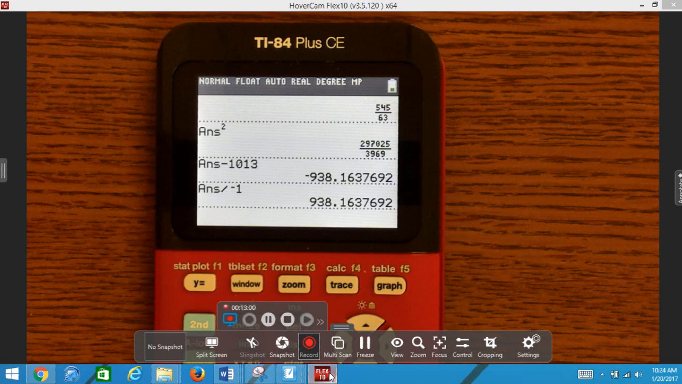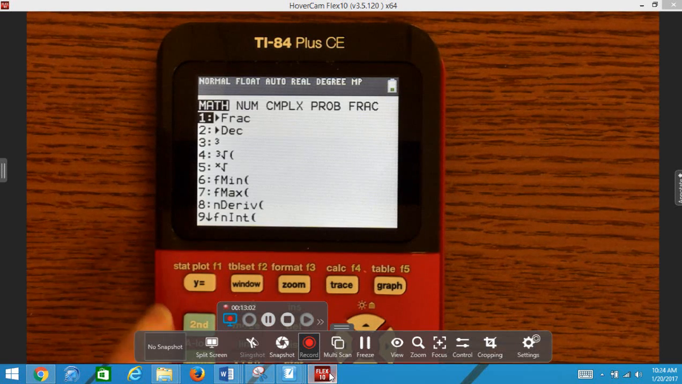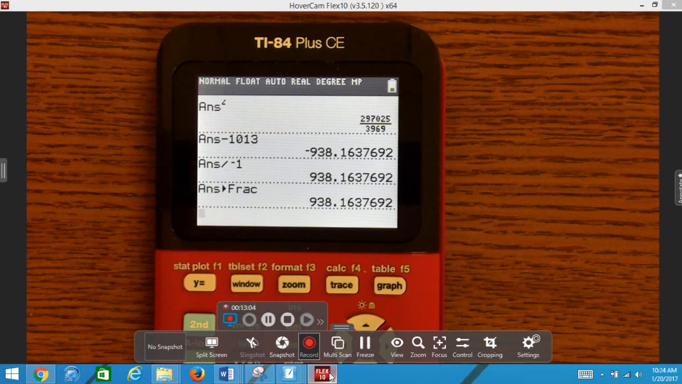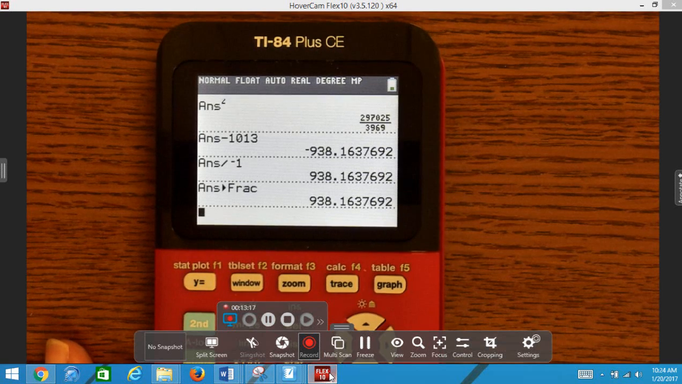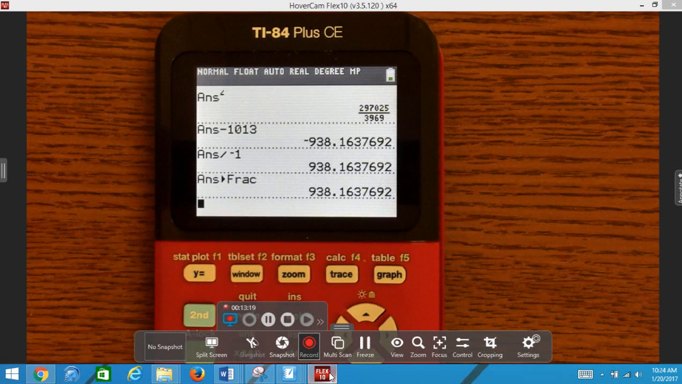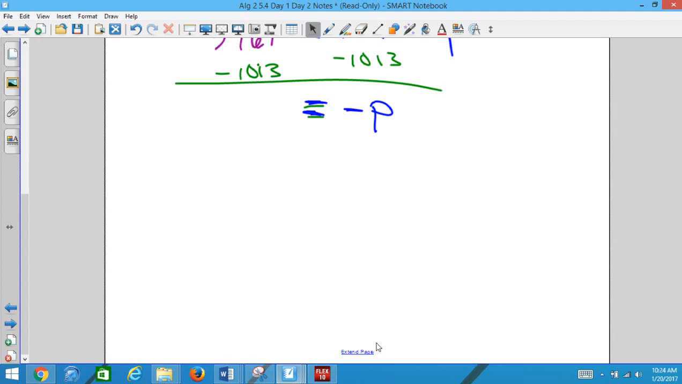You can try to do math, enter, enter, but your calculator is like, this is way too big of a fraction, I'm not doing the work. But it's okay, this is our final answer, so it's all right that we now round it. So our answer is approximately 938.16, and then figure out the units.